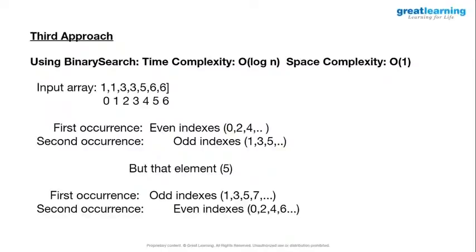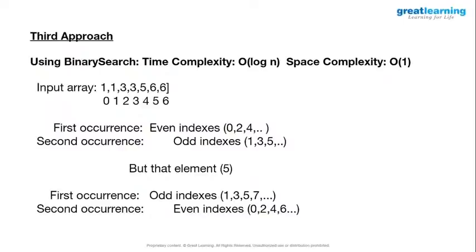First write an array. I want each and every one of you to take out your paper or pen and write all these elements: 1 1, 3 3, 5 and 6 6. Now put an index below that: 0 1 2 3 4 5 6. So if you can observe, every first occurrence will be at even indexes, right?